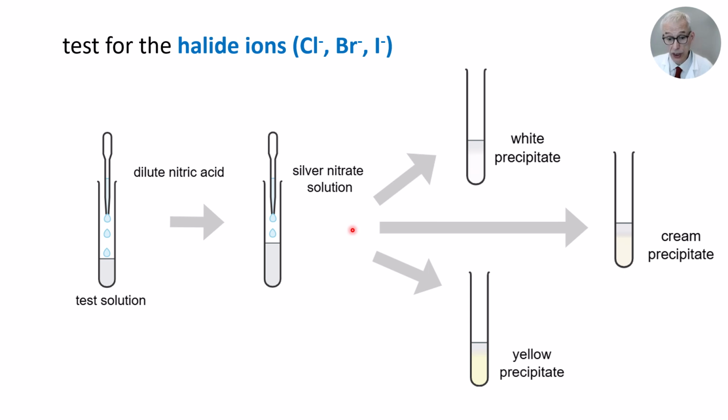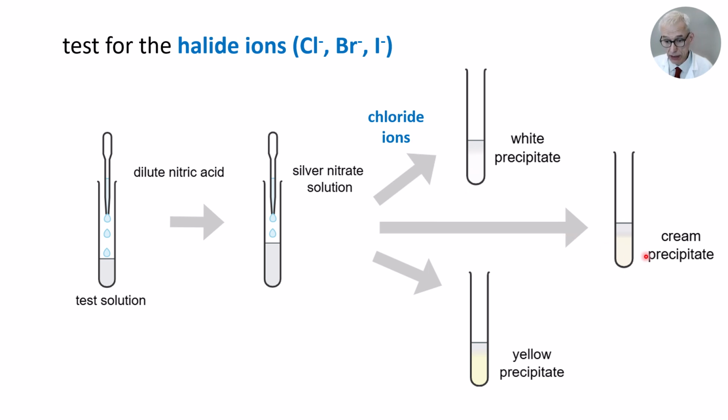Okay, so let's just have a look. Chloride ions will give you a white precipitate. If the test solution contains chloride ions and you've added silver nitrate and you get a white precipitate, it means the test solution contained chloride ions.